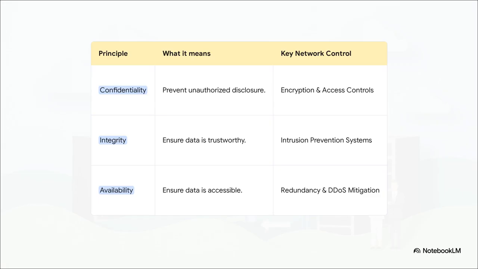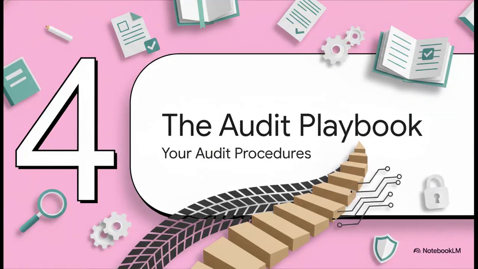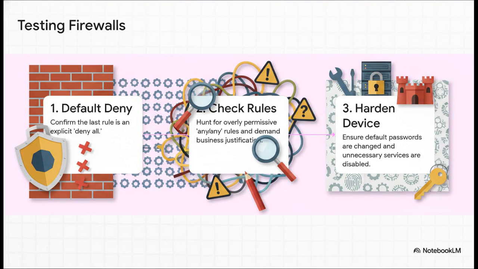It's that simple. All right, this is where the rubber meets the road. We're officially moving from theory to the practical, step-by-step things you'll actually be doing out in the field. This is your playbook. So when you're auditing a firewall, your playbook has three key moves.